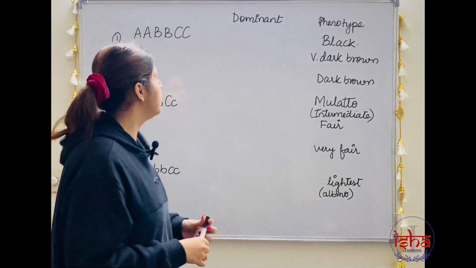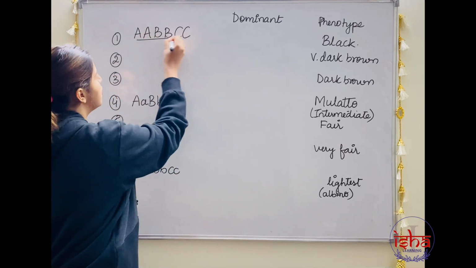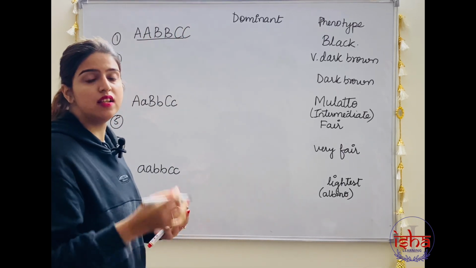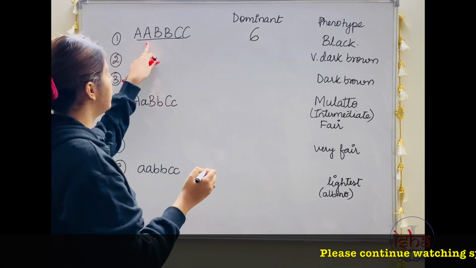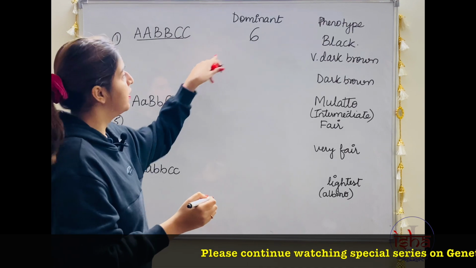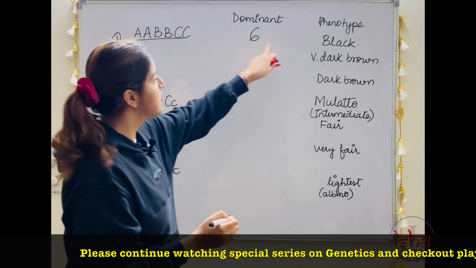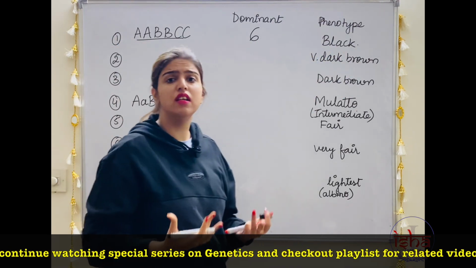The first scenario is an all dominant condition. So in this case, we see the number of dominant alleles is 6, all dominant, A dominant, B dominant, C dominant. So dominant alleles is 6, the skin color is black, it is the darkest.